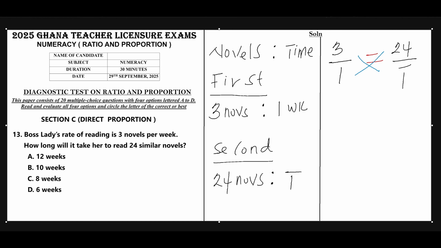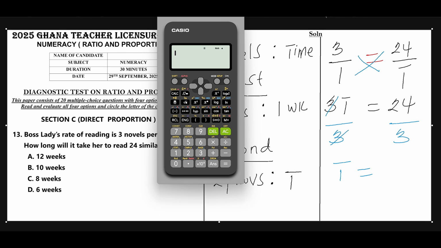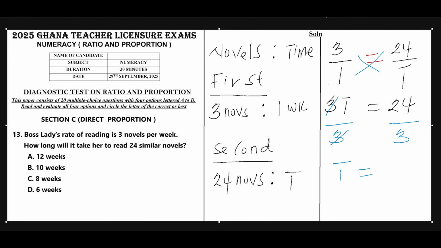Cross multiply. We have 3 multiplied by t, that gives us 3t. And then 1 multiplied by 24, we have 24. Now, because we are looking for t, we divide both sides by 3. So we have t being equal to, so what is 24 on 3? 8. 24 on 3, we have 8.